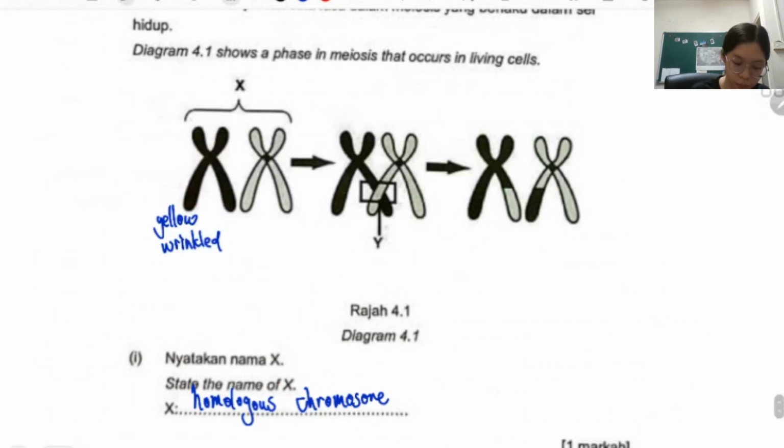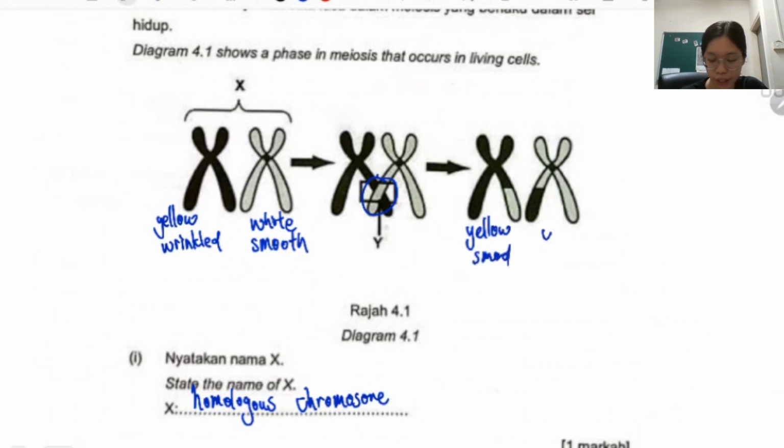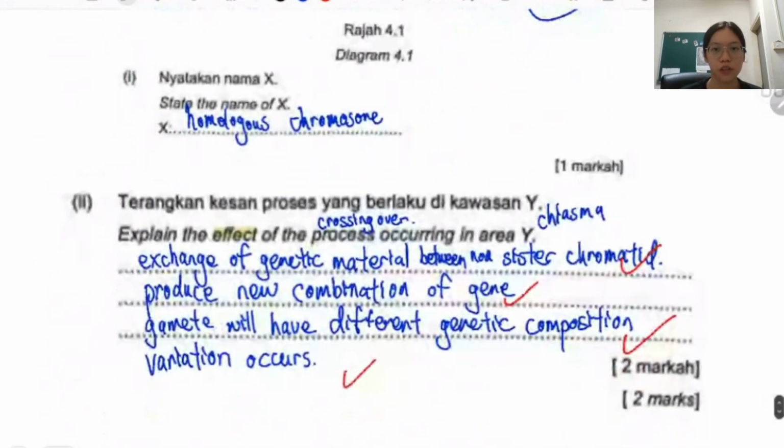And then this one supposedly is white and smooth seed. Okay, but now you cross over, there will be exchange of DNA segment. So maybe it will lead up to yellow smooth seed, then white wrinkled seed. So it actually produces what? New combination of the gene.